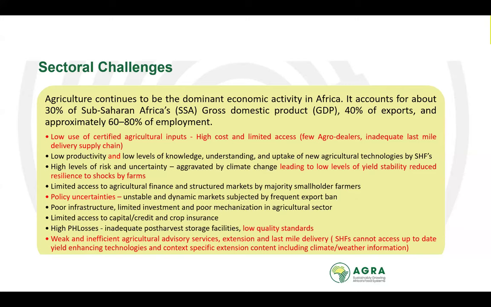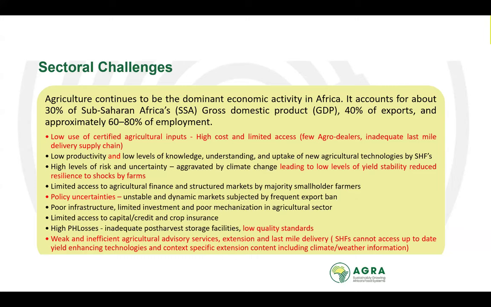There are a number of challenges within the sector. The first one is the low use of certified agricultural technologies, particularly seed and fertilizer, which is contributed to by the high cost of inputs in particular. But we also see low productivity of different value chains, together with a number of challenges, including the low adoption of these technologies and the low understanding by smaller farmers of how they can take up these technologies to improve their crops.